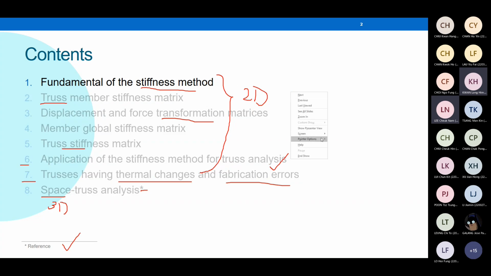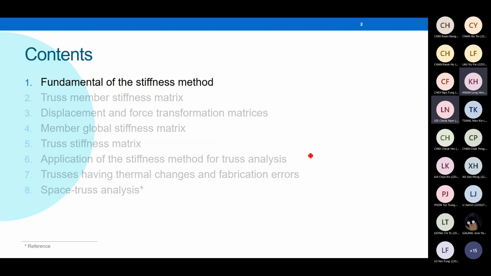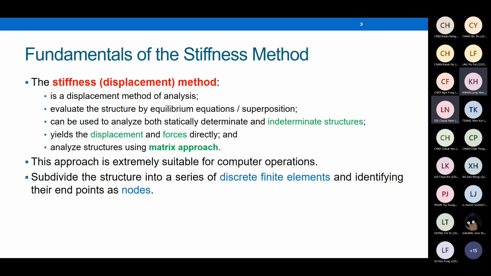At the beginning, let us talk about the fundamental issue of the CBUS method. The CBUS method is classified under the category of displacement method. It's a displacement method of analysis. We first find out displacement and then use the results to find out the unknown reactions or internal forces. Displacement method, we first find out displacement, followed by the forces.